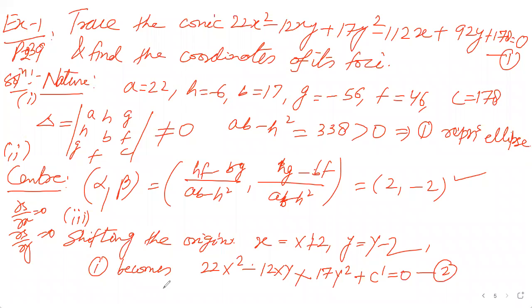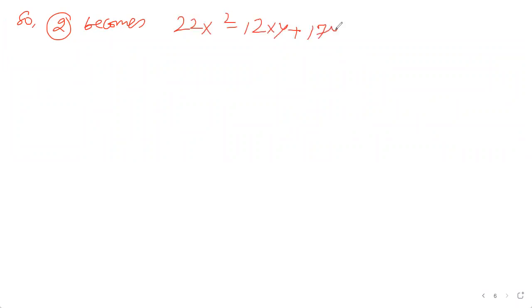And what was the value of C dash? C dash will be g alpha plus f beta plus c. This is your c dash. G alpha value we put here, it is coming minus 26. C dash is minus 26. Putting it back in 2, so 2 becomes 22 x square minus 12 xy plus 17 y square minus 26 is equal to 0.